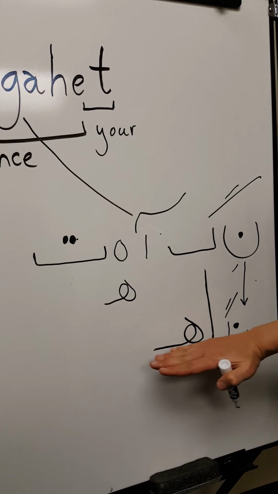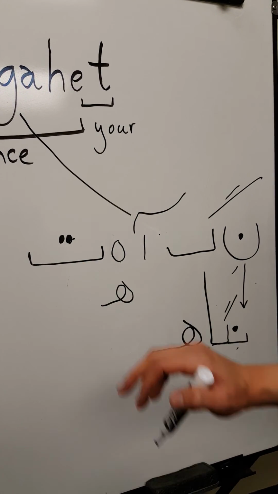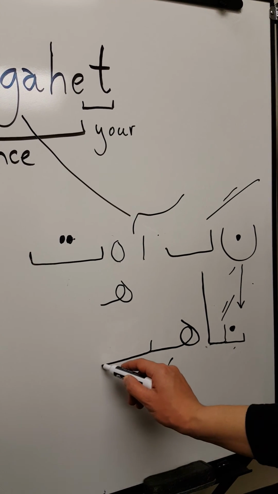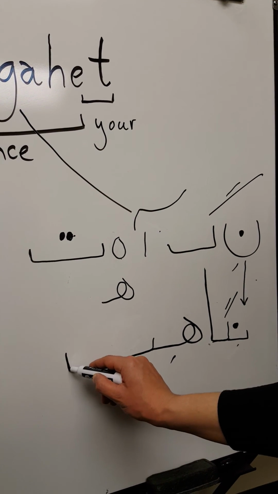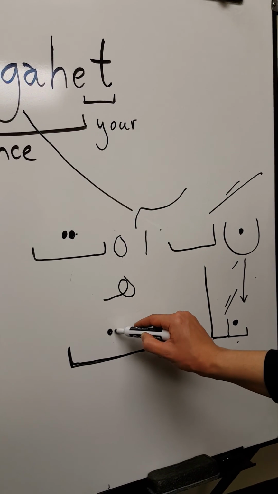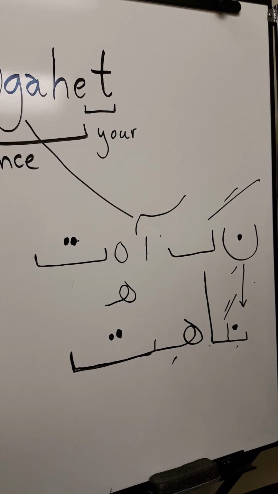Again, that straight ending for this letter to be attached to letter T. Negahet. And then letter T is the end, so it doesn't matter, you can bring this up. And two eyes for letter T. So this is negahet in Persian.